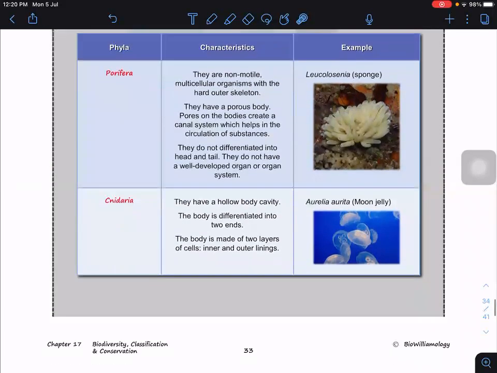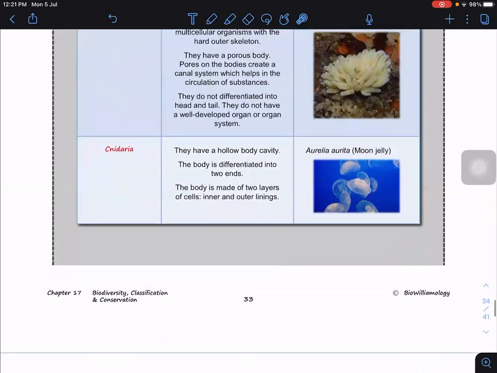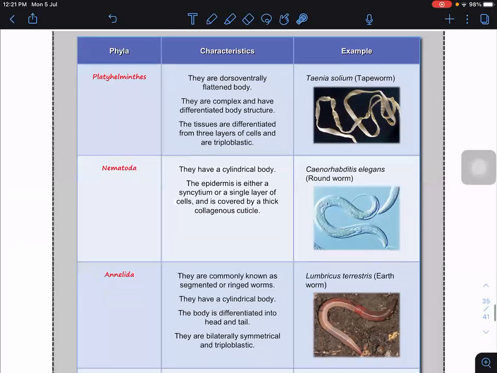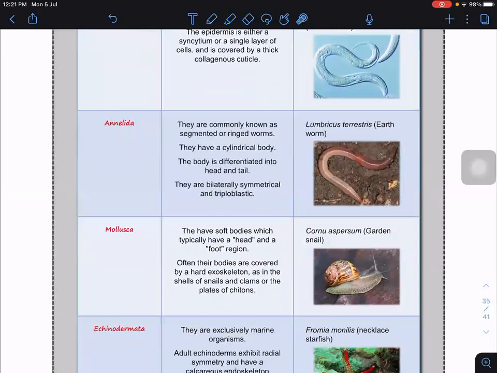Then we have Cnidaria. Cnidaria are basically our jellyfish. Then we continue with some of the parasites here. We have the Platyhelminthes and also the nematodes: tapeworm and roundworm. They are parasites that live inside our body, particularly inside our intestines. Then we have Annelida, which are segmented worms. The earthworm, for example, is not a parasite.